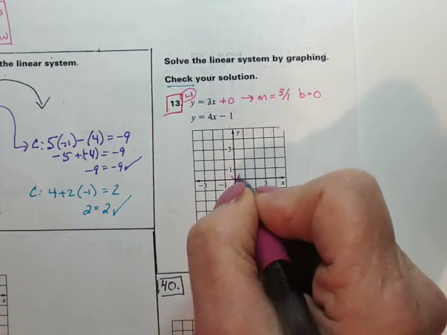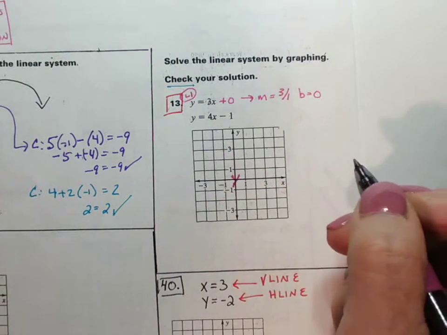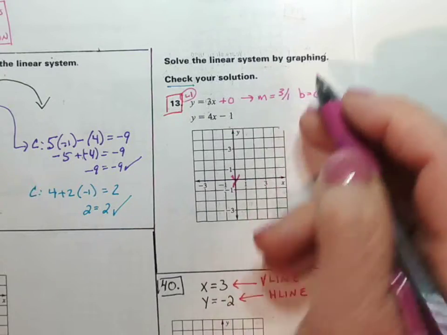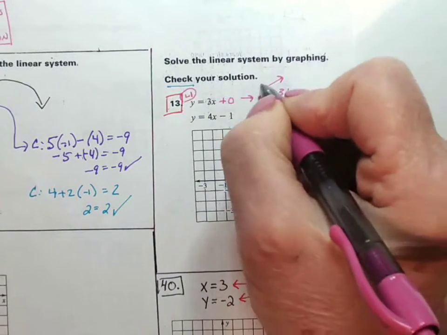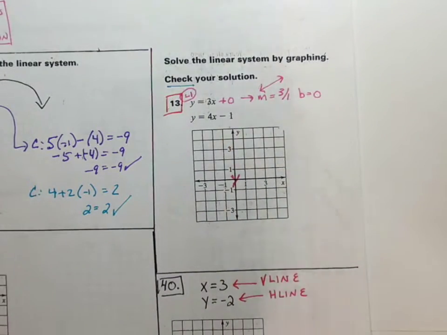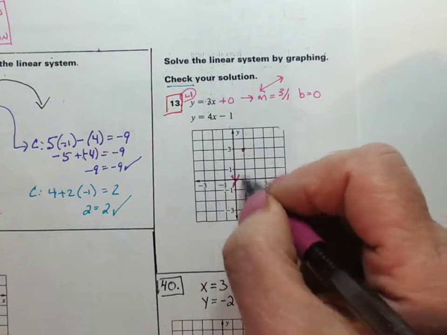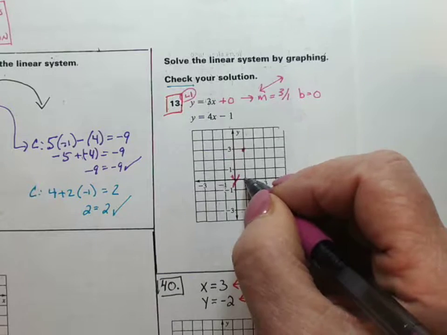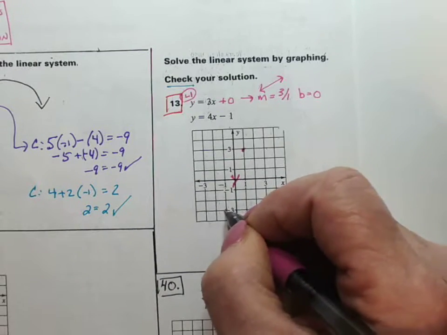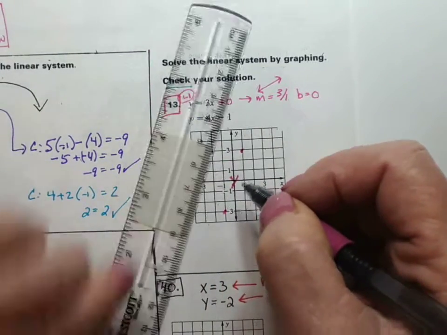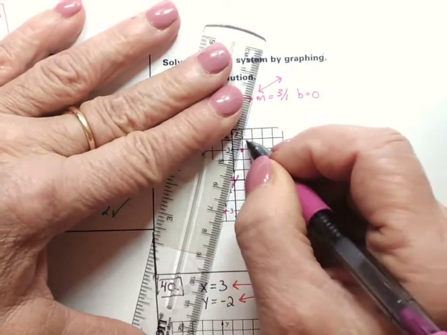So the y-intercept is at 0. The slope is 3 over 1. You better get a line that looks like that. Up 3 over 1. I like having straight lines when I'm doing this, so I'm going to go down 3, back 1. I'm going to draw the line.